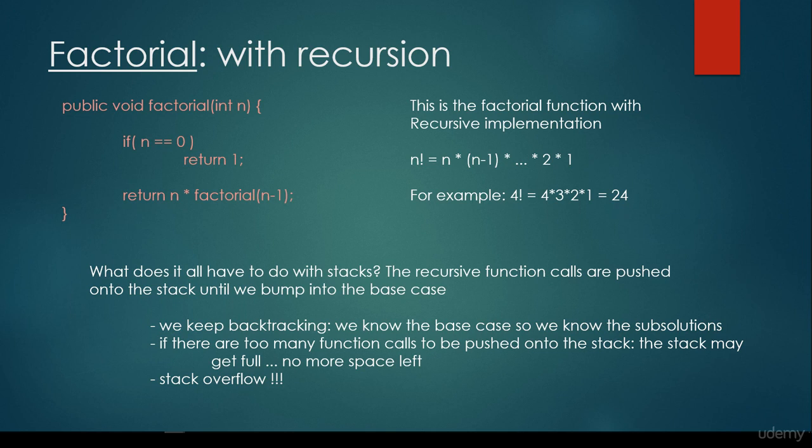So what does it all have to do with stacks, you may ask. The recursive function calls are pushed onto the stack until we bump into the base case. What's the base case? That if n is equal to 0, we return 1. And we keep backtracking when we hit this base case, and we know the base case, so we know the sub-solutions. If there are too many function calls to be pushed onto the stack, then the stack may get full and no more space left. This is what's called a stack overflow error.